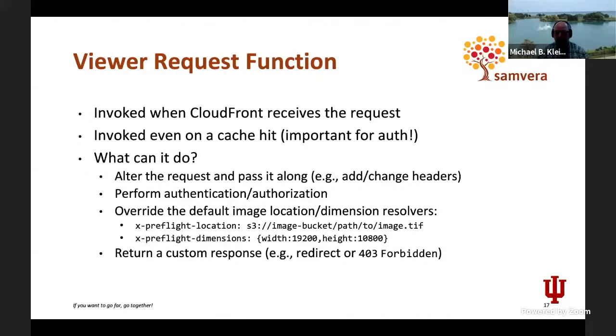If not, the default resolver will still be used for that value. So you could provide a location, but not the dimensions, or the dimensions, but not the location, or both. The viewer request function can also immediately return a response that is sent back to the requester instead of forwarding the request to the origin. This can be used to override the response completely, such as redirecting the request or returning a 401 or 403 status auth failure. For example, our viewer request function uses an encrypted user token in the request headers along with item visibility information stored in Elasticsearch to determine whether access should be granted to the requested image.